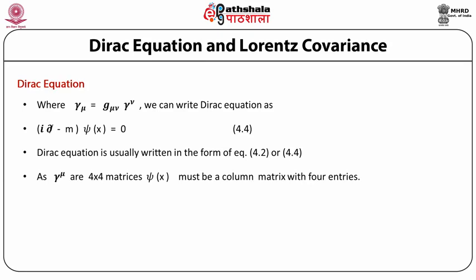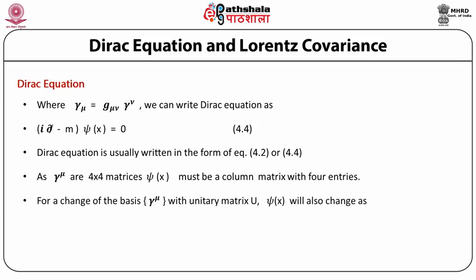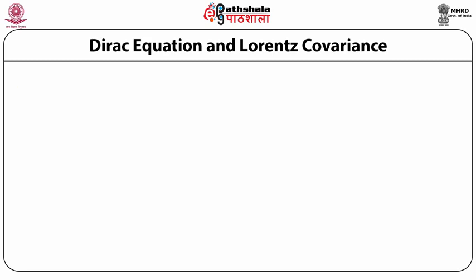As gamma mu are not unique, psi(x) will also not be unique. For a change of the basis of gamma mu with a unitary matrix U, psi(x) will change as psi tilde is equal to U operating on psi(x).